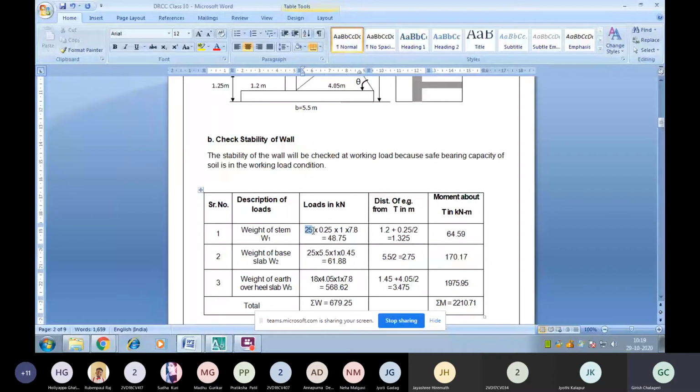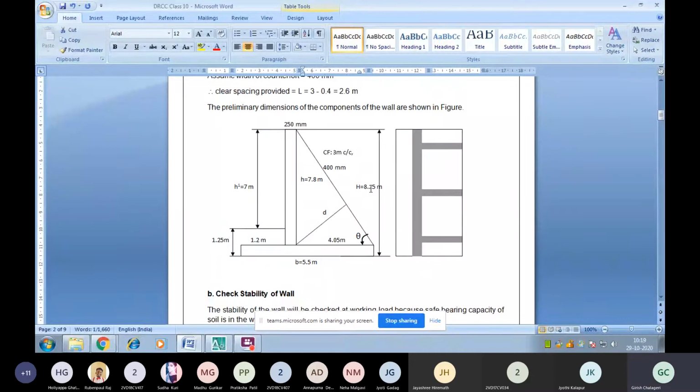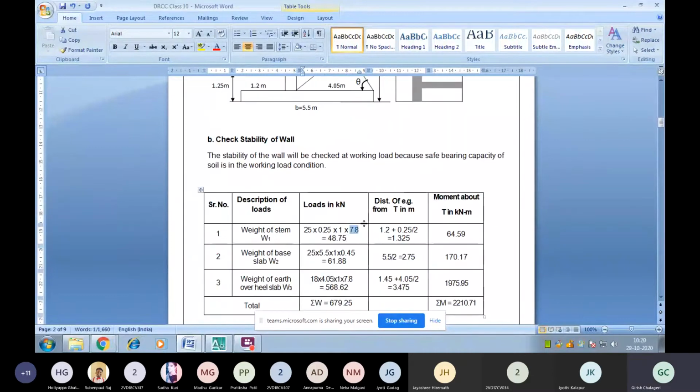So 25 is the density of concrete. 0.25 is the thickness of the stem. We are taking 1 meter width. Total height is 7.8 meters. That is 8.25 total height, 8.25 minus 0.45, we got 7.8 meters. So the total downward force from the stem will be 48.75.